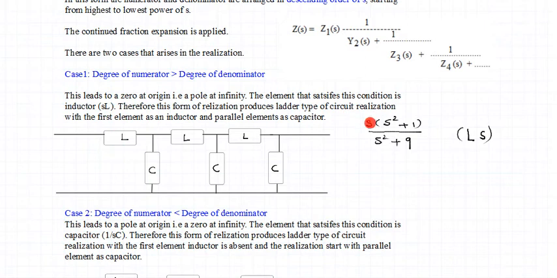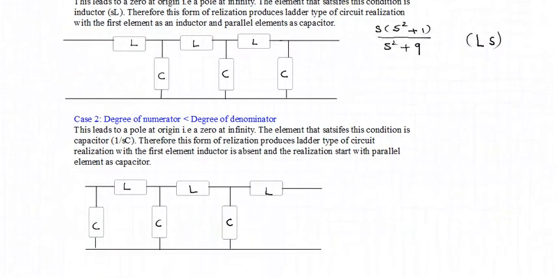Since there is a zero at the origin and it is the inductor which satisfies this condition, we always start the circuit or the network with an inductor as the first element, followed by the capacitor. So when we are realizing a transfer function wherein the numerator order is larger than the denominator, especially for LC functions, it is always the inductor which is the first element. And what happens if the degree of the numerator is less than the denominator?